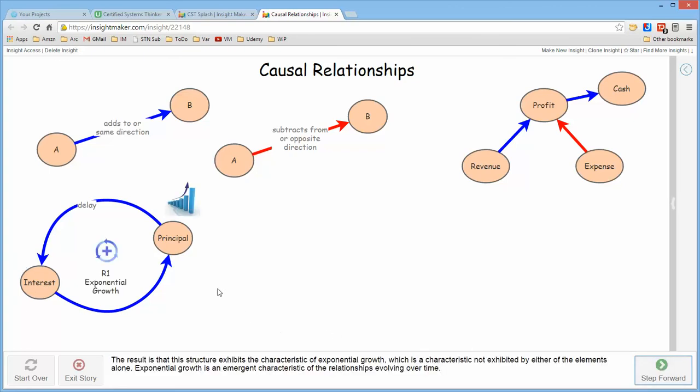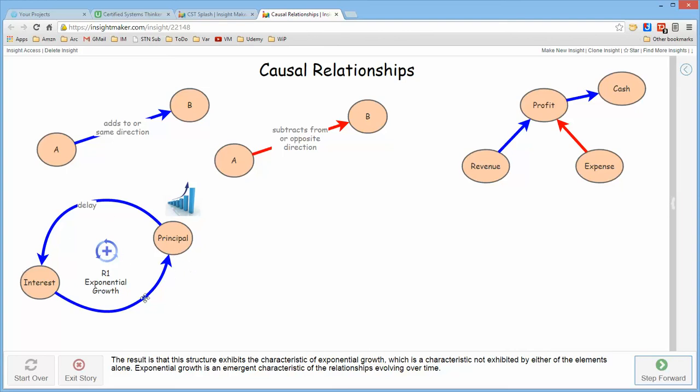So if you look at what happens, this relationship actually presents a characteristic of growth. It's actually exponential growth. And it's a characteristic that you don't find in principal and interest alone. It's only the interaction between principal and interest that produces this characteristic of growth. We refer to those kinds of things as an emergent characteristic of the relationships. If you take the relationships away, the principal is just a stock. It's like cash. It's just an amount of stuff that sits there. But with the relationships with interest, it grows over time.